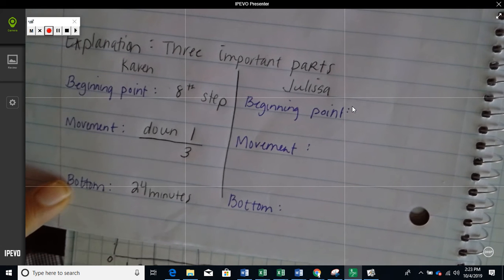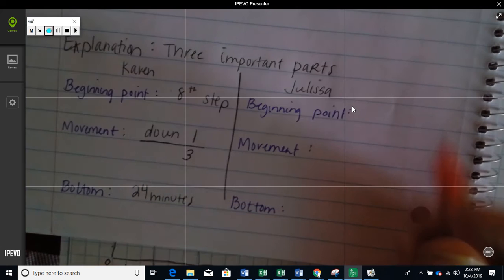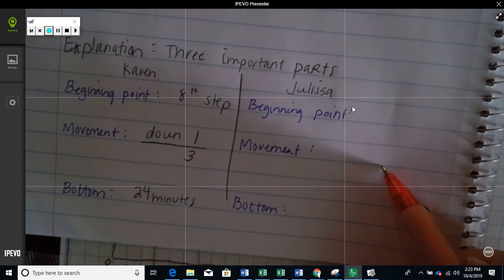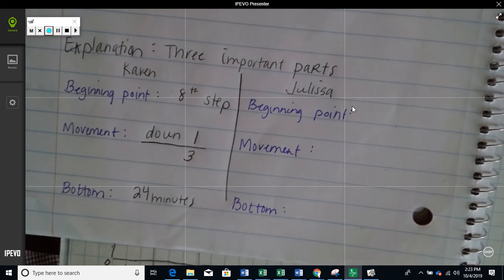So what I'm going to have you do is please do Julissa's. What's her beginning point? What is her movement? And when does she reach the bottom? I'm going to give you about a minute or so, and then I'll go around each table.